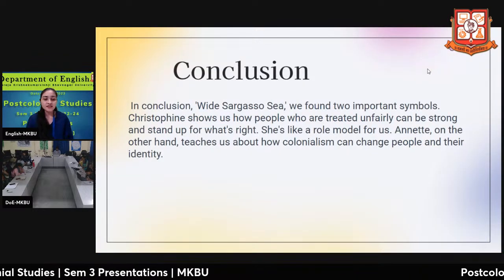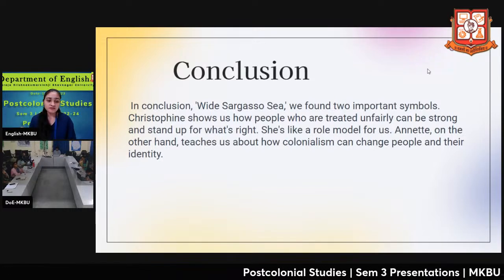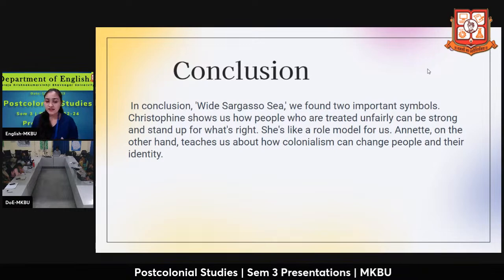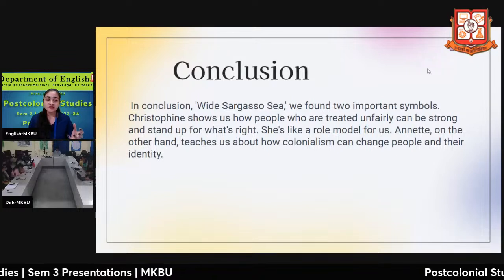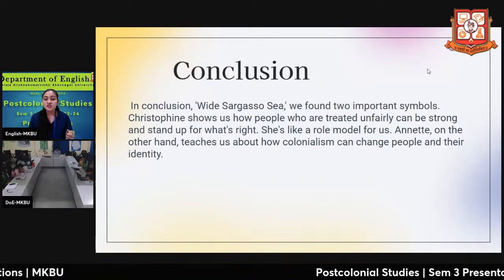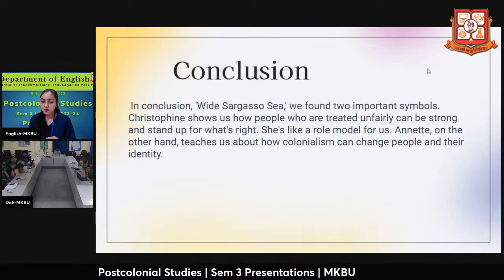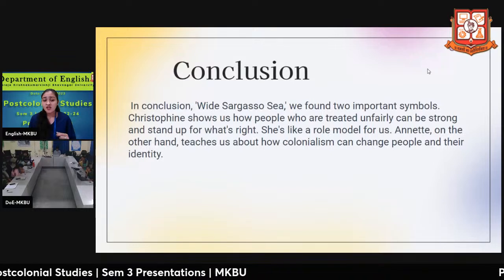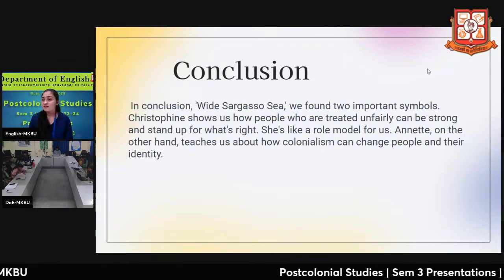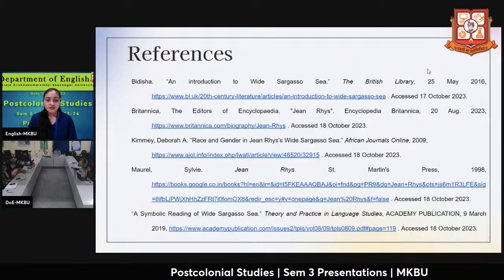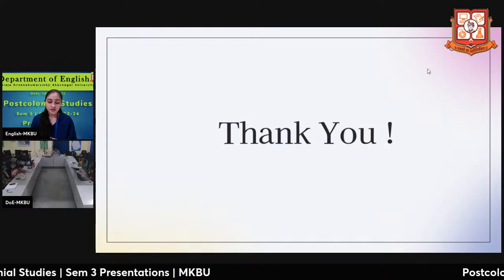To conclude, in Wide Sargasso Sea we found two important symbols: first Christophine and second Annette. Christophine shows us how people who are treated unfairly can be strong and stand up for what's right, and she is like a role model. On the other hand, the character Annette teaches us about how colonialism can change people and their identity. Here are my references. Now you can ask me a question.